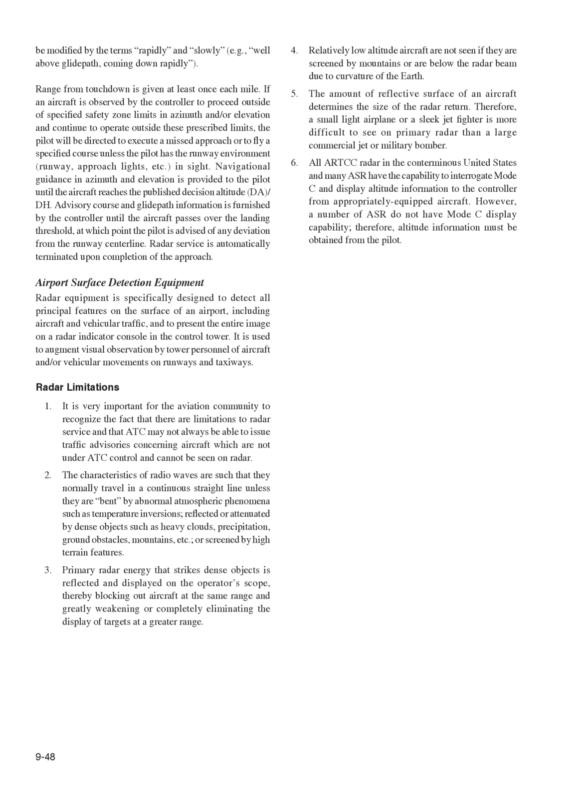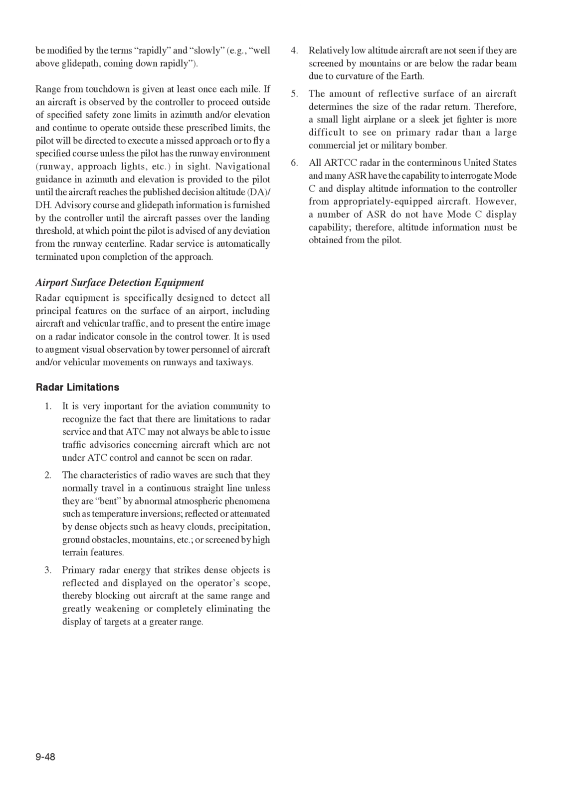If an aircraft is observed by the controller to proceed outside of specified safety zone limits in azimuth and/or elevation and continue to operate outside these prescribed limits, the pilot will be directed to execute a missed approach or to fly a specified course unless the pilot has the runway environment, runway, approach lights, etc. in sight.